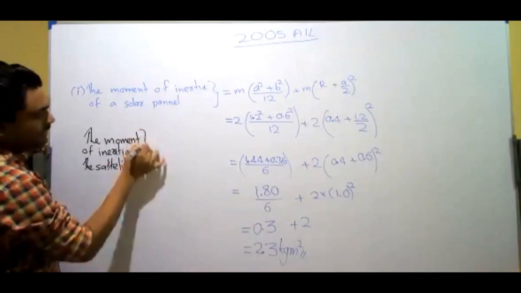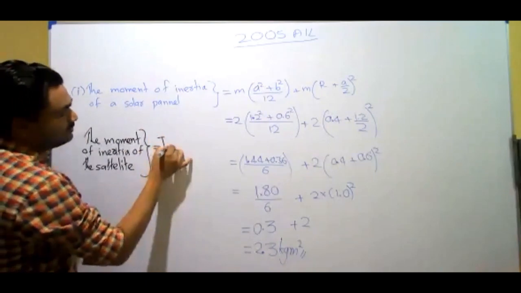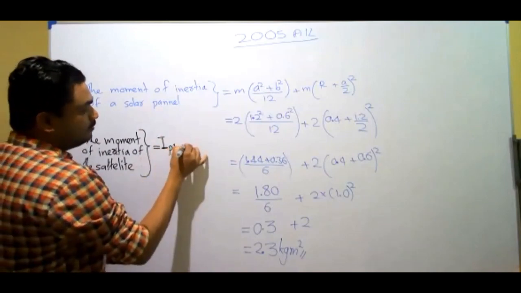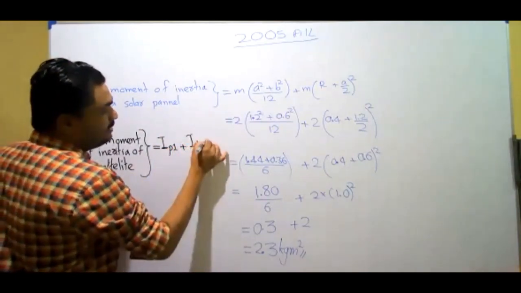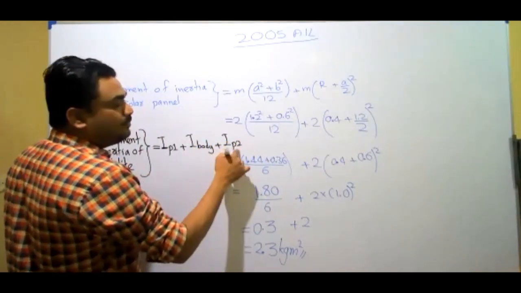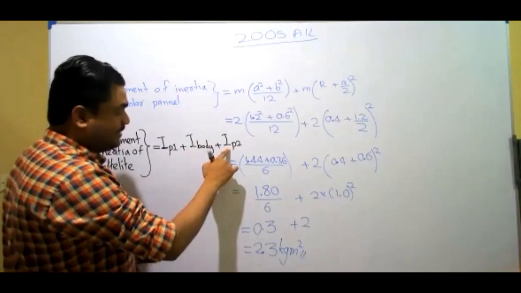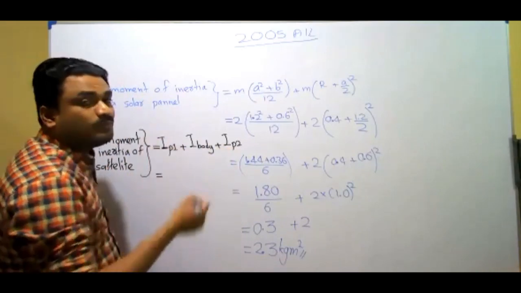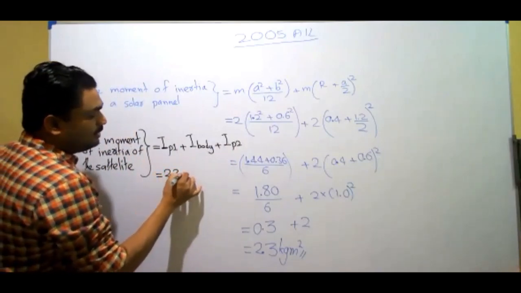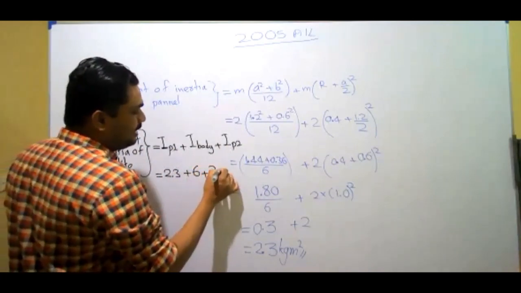Moment of inertia of the complete satellite means the summation of the first panel, IP1, moment of inertia of the first panel, plus moment of inertia of the cylindrical body, plus moment of inertia of the second panel, IP2. Moment of inertia of both panels is the same, identical panels. Therefore, moment of inertia of the first panel 2.3, moment of inertia of the body is 6, moment of inertia of the second panel is 2.3.